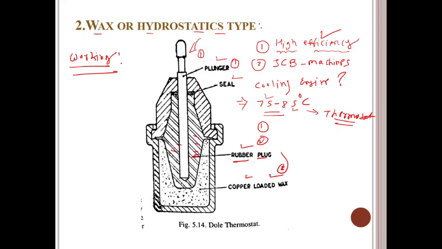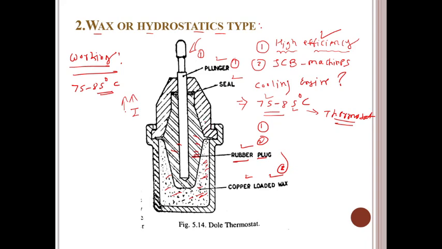The rubber plug sits on the container with the copper loaded wax. This is the copper loaded wax on which the rubber plug is mounted. As the temperature rises between 75 to 85 degrees Celsius, due to the high coefficient of thermal expansion, the copper loaded wax expands and pushes against the plunger. This causes the plunger to move up.